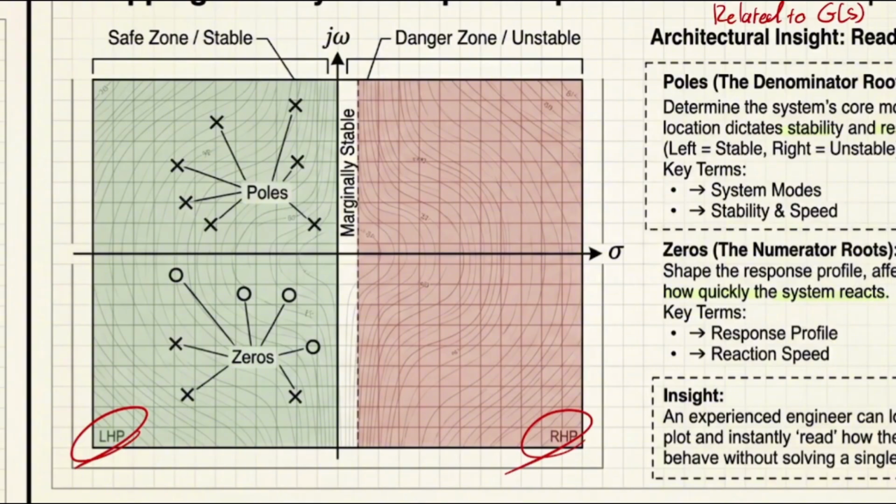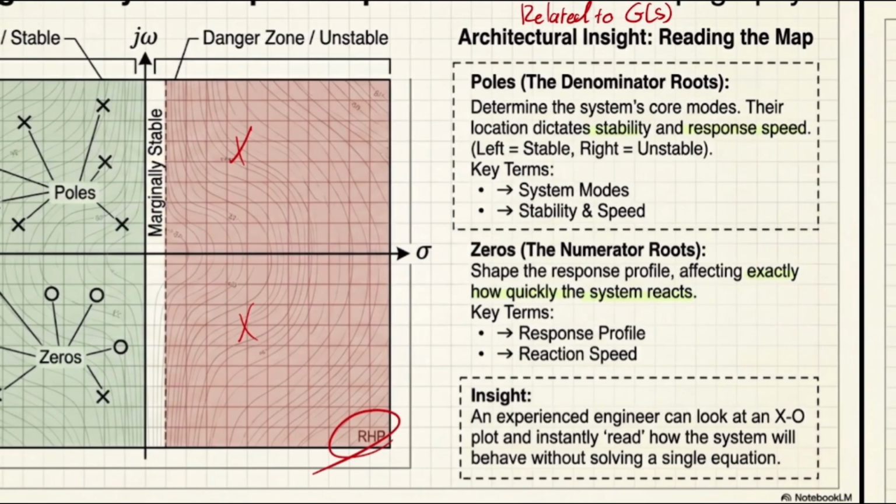So the left side is the one that we like, while the right side is the part that we don't need, or don't like, because at the end of the day, if your poles are going to be on the right side, you have oscillation, or you have an unstable system. So let's talk about it again.